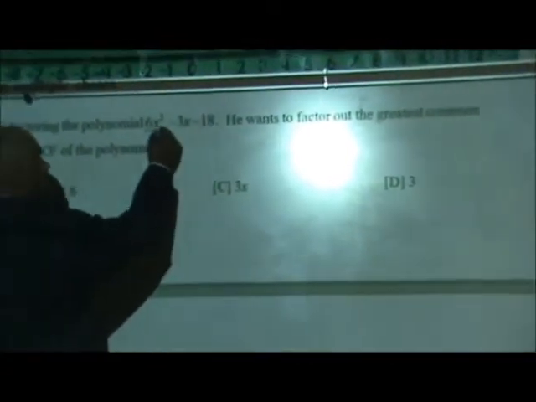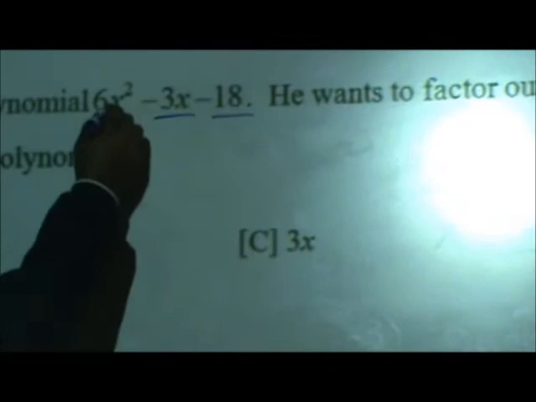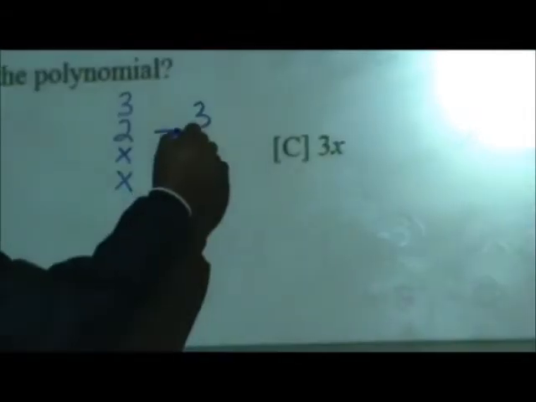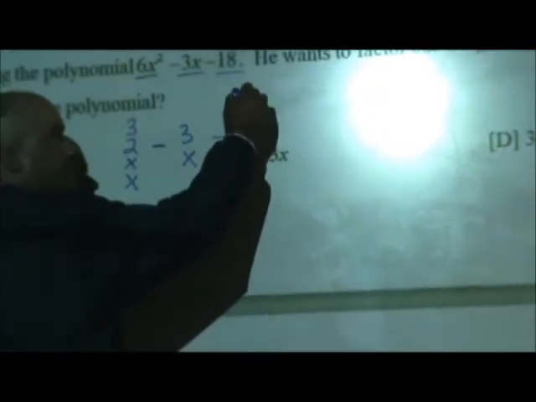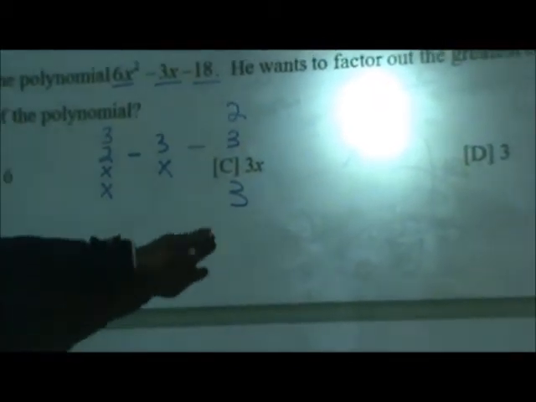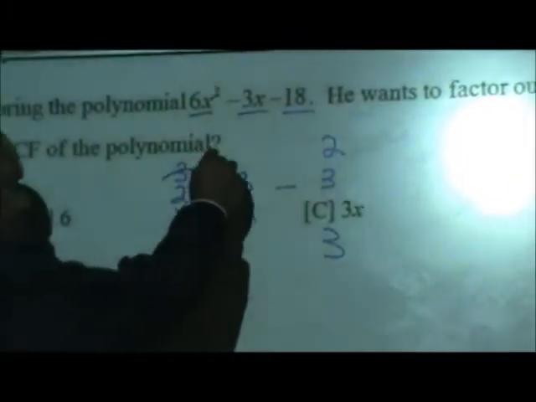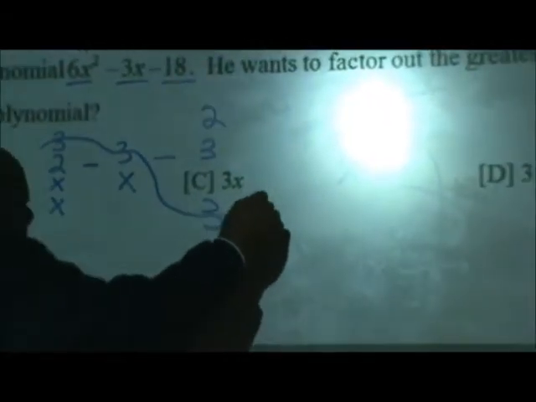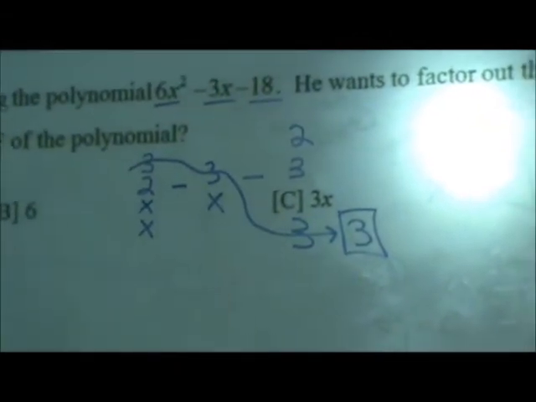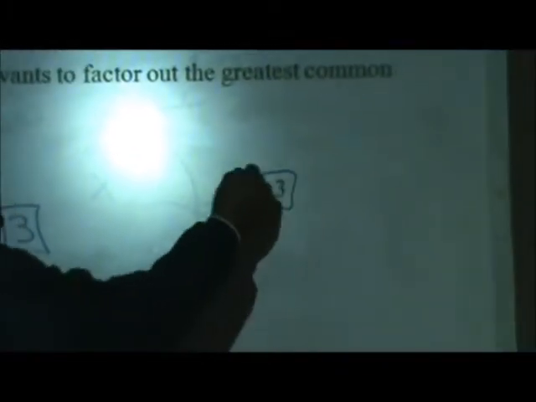So that means there is a number or a letter or both that go into each one of those terms. If I take the 6x squared, break it down, that's 3 times 2 times x, right? 3x is what? A 3 and an x. And 18 is what? 18 is 2 times 9, and 9 is 3 times 3. Correct? You with me? They all have a 3 in common, right? Is there anything else they have in common? Nothing at all. So the greatest common factor here should have been 3.